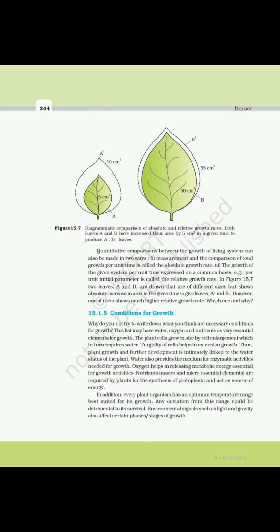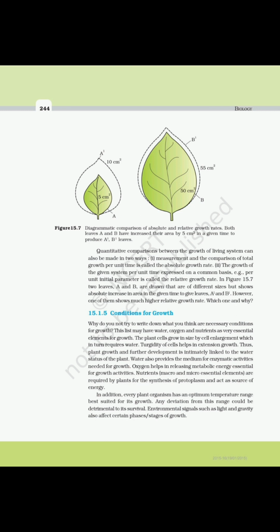Figure 15.7: Diagrammatic comparison of absolute and relative growth rates. Both leaves A and B have increased their area by 5 square centimeters in a given time to produce A1, B1 leaves. Quantitative comparisons between the growth of living systems can also be made in two ways. One, measurement and the comparison of total growth per unit time is called the absolute growth rate. Two, the growth of the given system per unit time expressed on a common basis, e.g., per unit initial parameter, is called the relative growth rate.